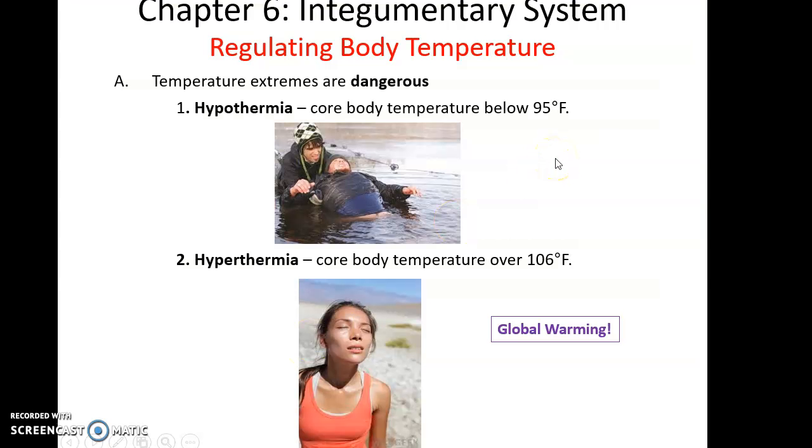All right, sometimes we get into conditions where we can't control body temperature. And those extreme situations are very dangerous. One example is hypothermia, low body temperature, when your core body temperature is below 95 degrees Fahrenheit.